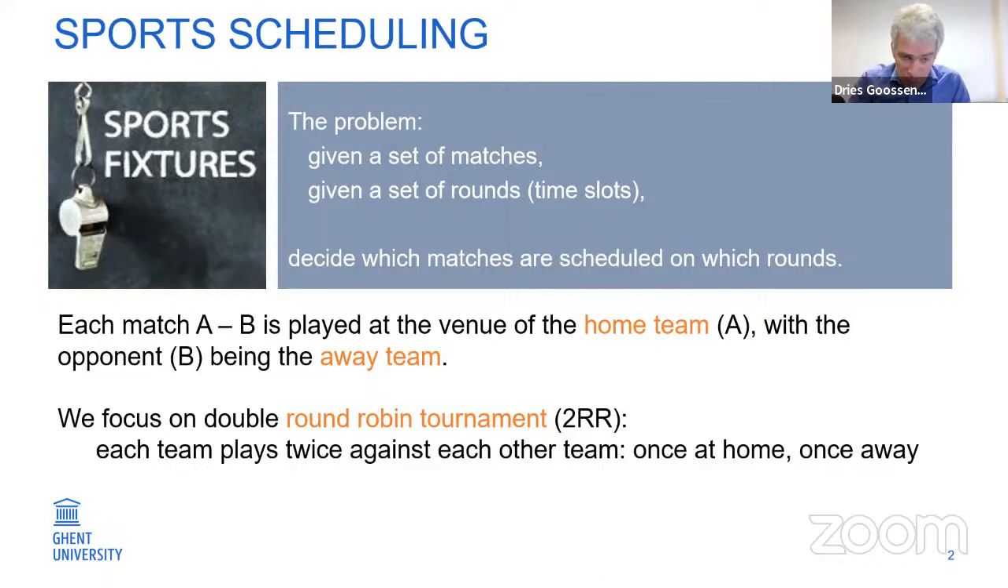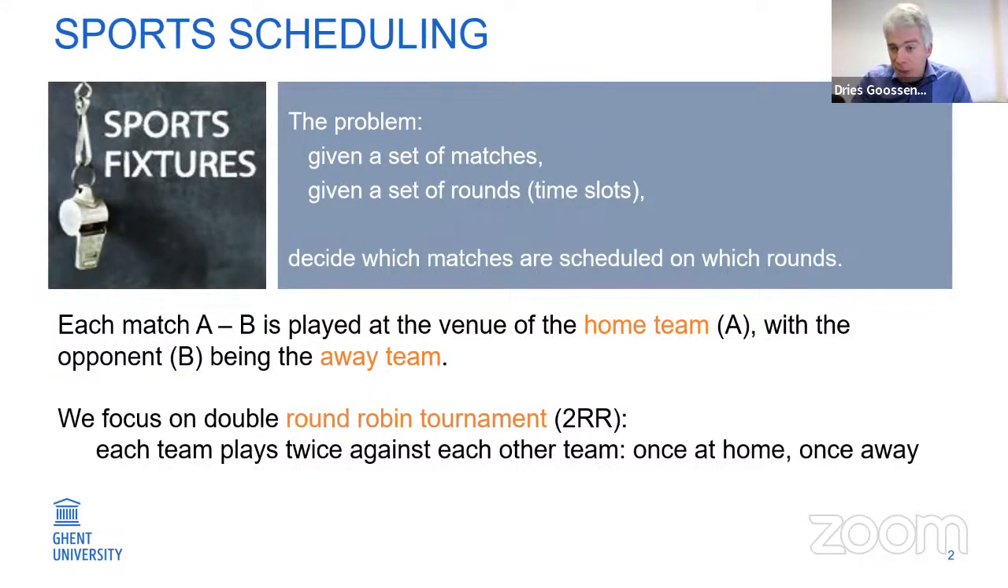So we get a set of matches, and that follows from the tournament design. There are lots of tournament designs around. We will focus today on what we call the double round robin tournament, which is a tournament where each team plays against each other team twice. So once at home and once away. But there exist other tournaments.